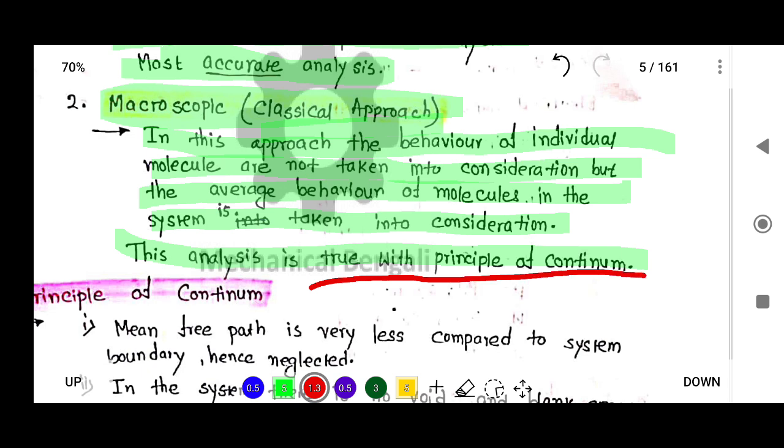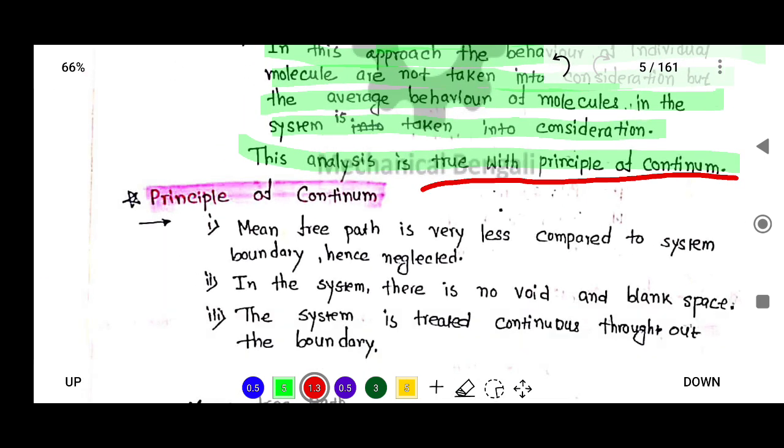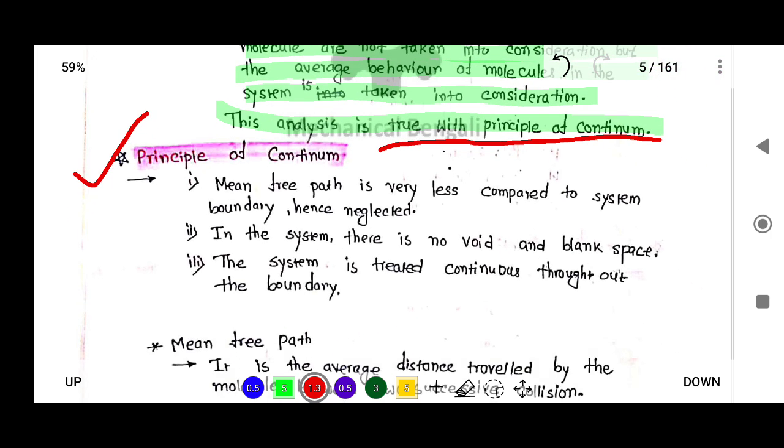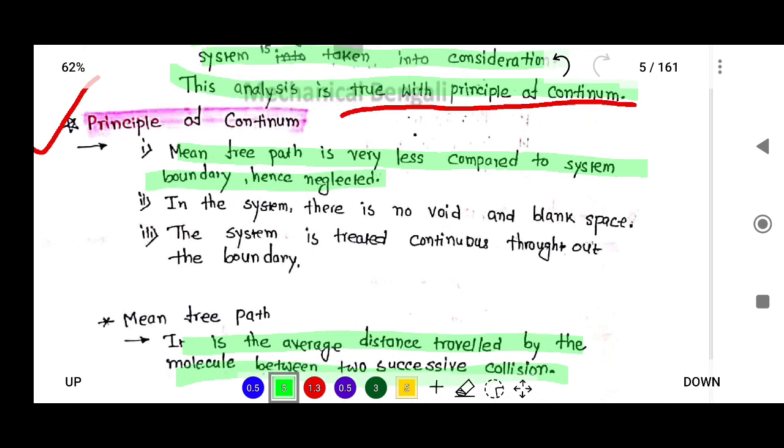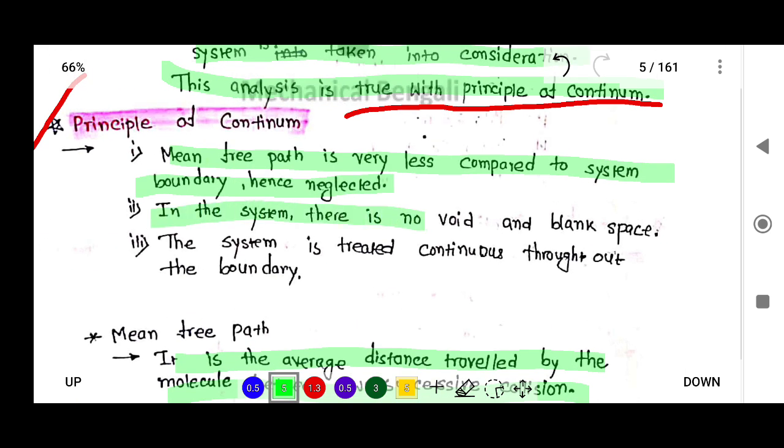Let's try to understand what is principle of continuum. So principle of continuum is that when mean free path is very less compared to system boundary, hence neglected. So what is mean free path? Mean free path is the average distance traveled by the molecule between two successive collisions. So this is known as mean free path. And second is that in the system there is no void and blank space. And third, the system is treated continuous throughout the boundary. So this is known as principle of continuum.